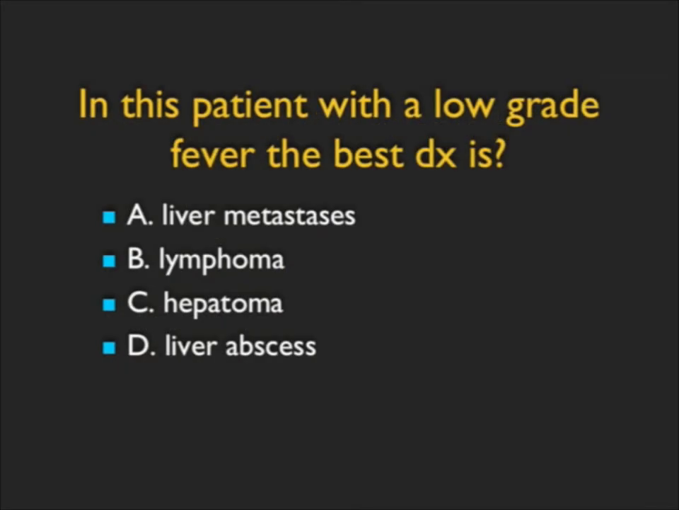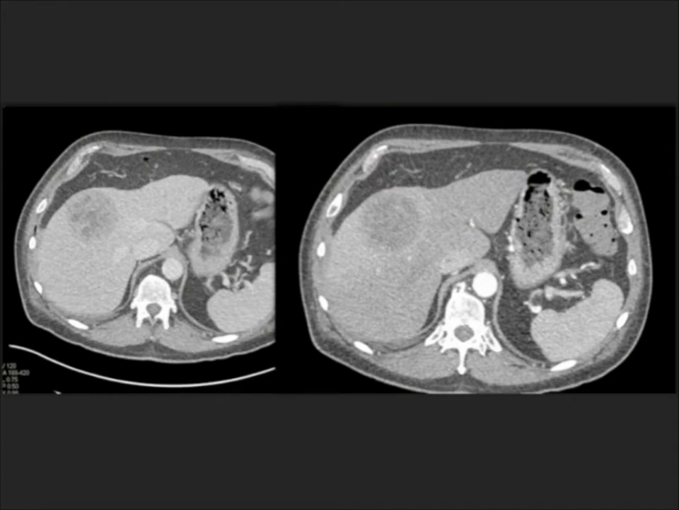This patient has a low-grade fever. So what's the best diagnosis? Well, what you can see is a low-density mass with subtle perfusion changes in the right lobe of the liver. This is a great case because, honestly, this could be metastasis. This could, in fact, be hepatoma, though the liver is not really badly cirrhotic, but has some mild parenchymal changes.